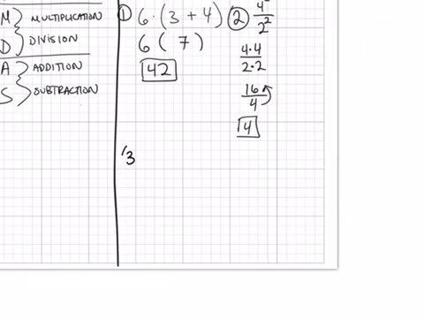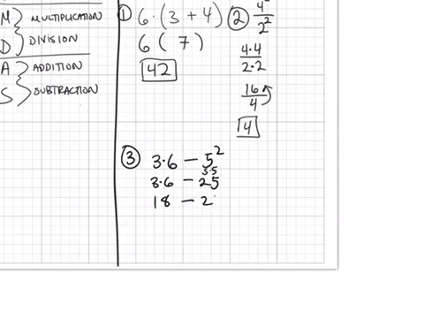Let's do one more example. Example number 3. We'll do 3 times 6 minus 5 to the second power. Okay? So the first thing we'll do are exponents. 3 times 6 minus, and 5 squared, or 5 to the second power, means 5 times 5. So that'll give us 25. 3 times 6 is 18. And 18 minus 25 is negative 7. And that's our third example.